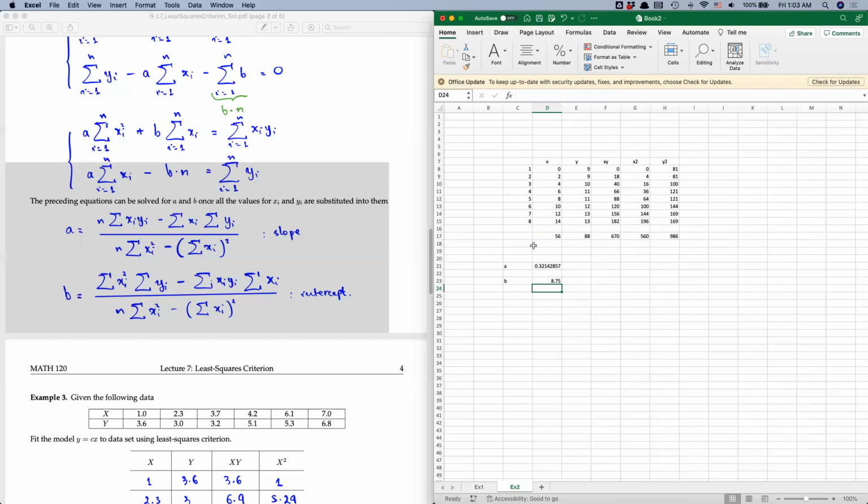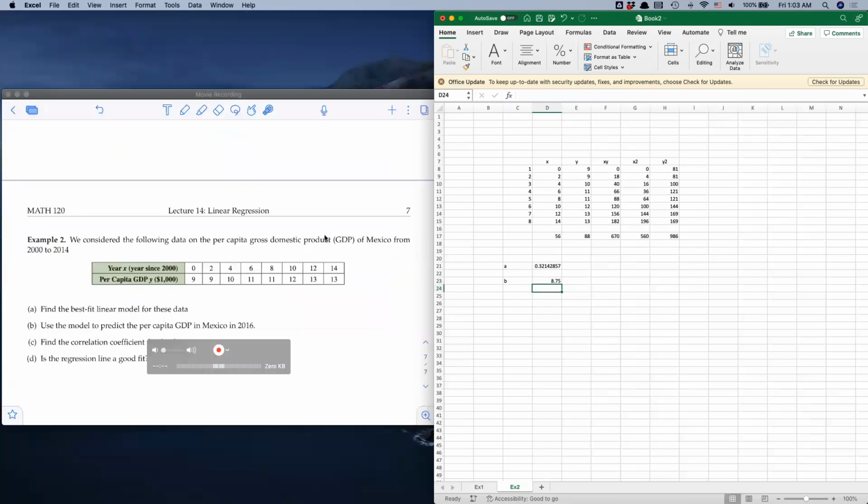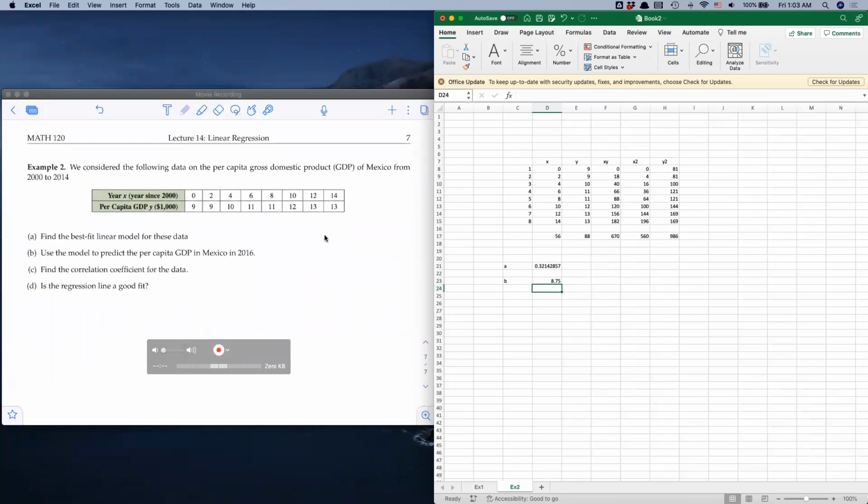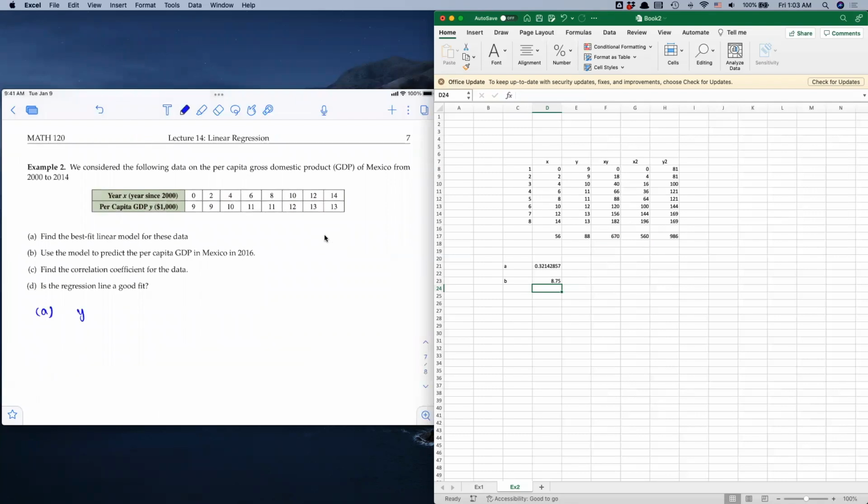All right, so let me go back to the note one more time. In this case, in part A, you obtain that y is equal to 0.321x plus 8.75. Let me stay consistent with the number of decimal places, so let's just round this to 2 decimal places. So 0.32x plus 8.75. So that's the model that best fits this data set.